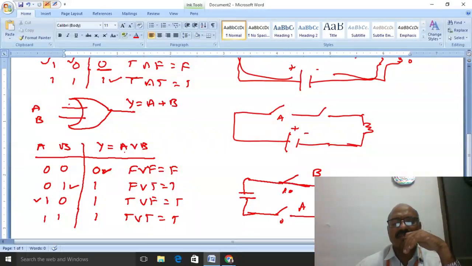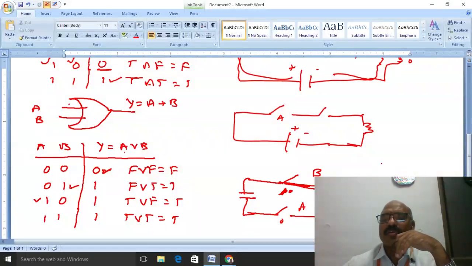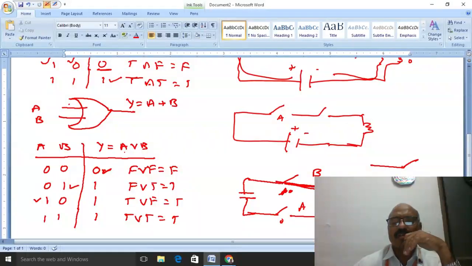Suppose now I close this one like that, on this side actually. So this one is closed, and the light is on. The switch is closed and the light is on. Again 1 and 1, both are closed, this is also on, and if any one is closed, it is on.